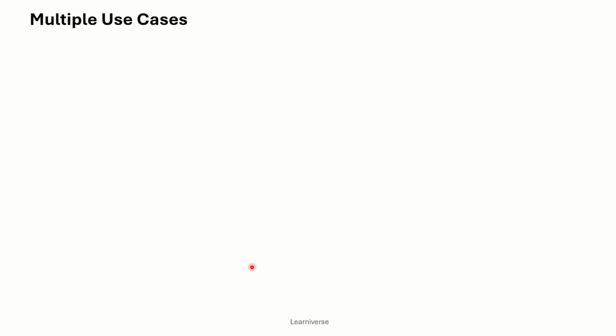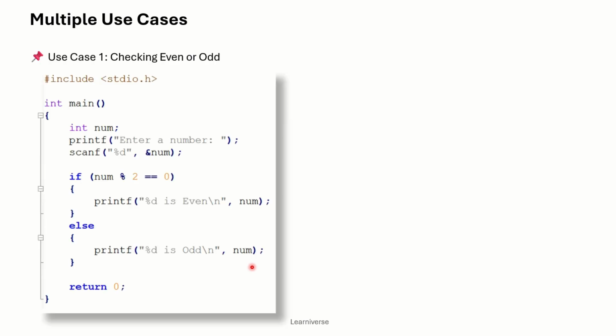Let's consider some multiple use cases. So first use case could be checking whether a number is even or odd. So here we are taking the input from the user, and based on that number we are checking whether that particular number is even or it is an odd number.